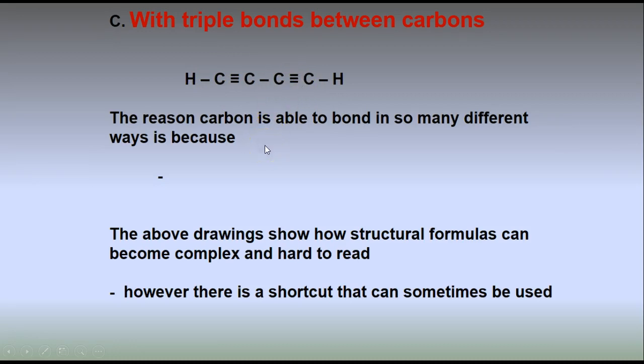The reason carbon is able to bond in so many different ways is because of its shape, and this is due to geometry. We would call this its tetrahedral shape, and tetra in Greek means 4.